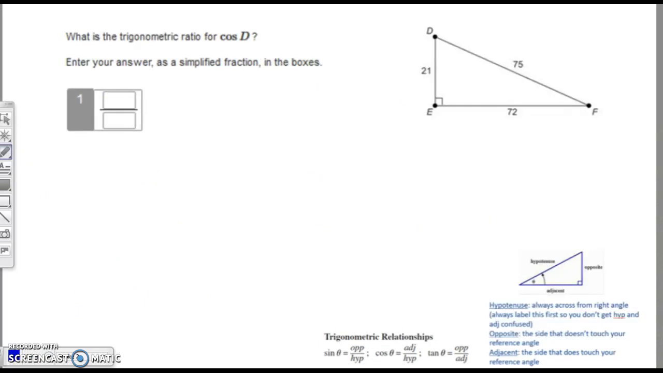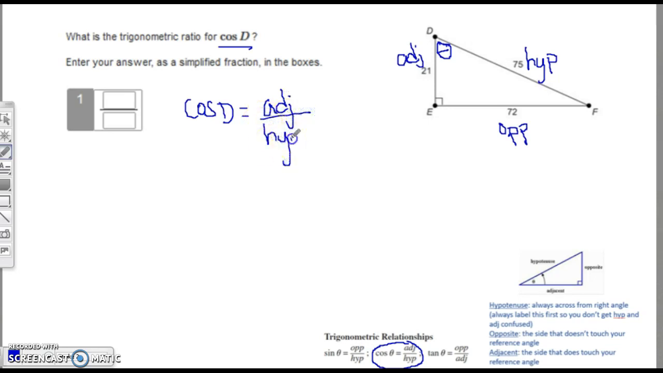All right. What is the trig ratio for cosine D? So angle D is our reference angle. Let's put that on our picture and then let's label it. We always label the hypotenuse first. It's across from the 90-degree angle. Adjacent is the side that touches your reference angle, and opposite is across from the reference angle. And since I want cosine, I'm going to check out my formula sheet. Cosine of theta is going to equal the adjacent side over the hypotenuse. So my adjacent is 21, and my hypotenuse is 75.